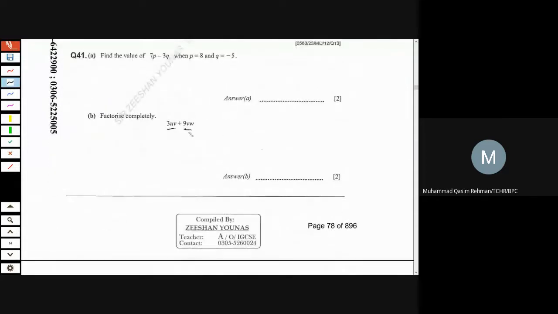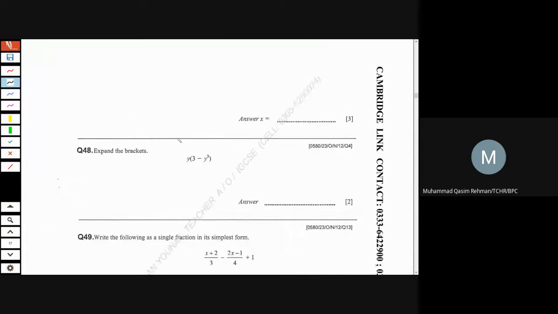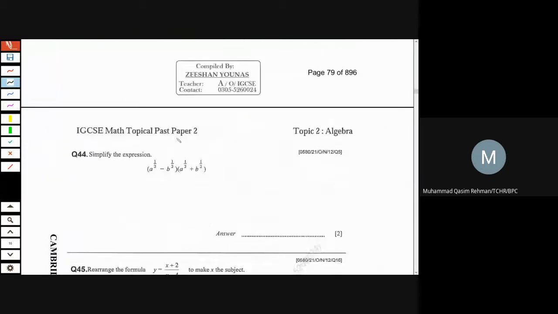Okay, this is two terms, positive sign. Clearly you have to take common, which we have done already, so I'm not going to waste time on that. Okay, solve, expand the brackets. Something that we are actually missing. I just skipped through a question, I just realized.